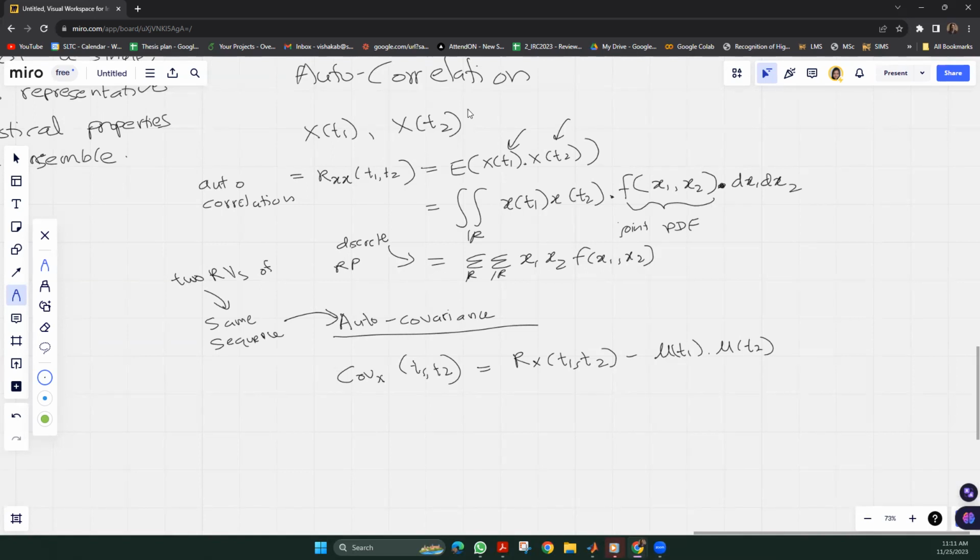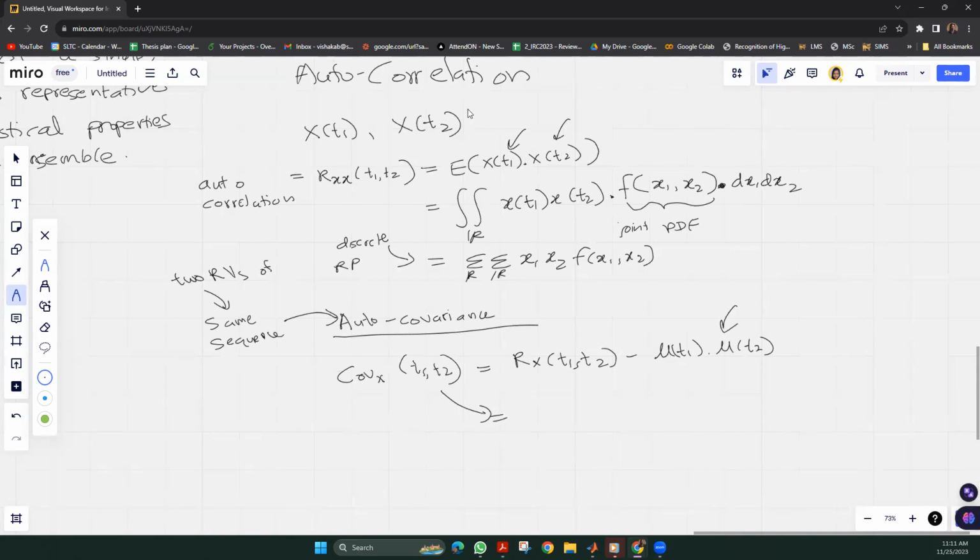So how does this come? You know that covariance. Now this is covariance. The definition of the covariance we need to understand first in order for us to understand this output.